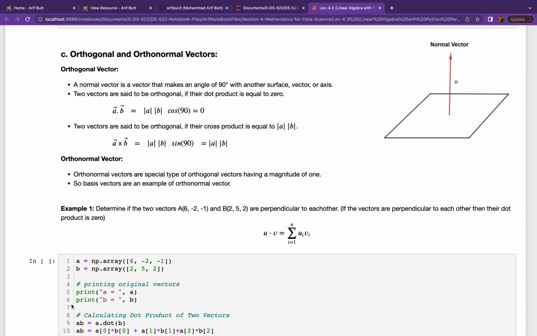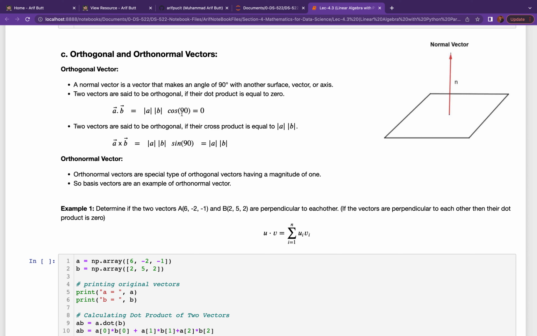Fine, let me move ahead and talk about orthogonal and orthonormal vectors. Two vectors having an angle of 90 degrees between them are orthogonal to each other. Similarly, a vector that is perpendicular to a surface, as shown over here, is called orthogonal. There are two ways to determine if two vectors are orthogonal or perpendicular to each other. The first one is that their dot product will be 0, and another is that their cross product is equal to the product of the magnitudes of the two vectors, because sine of 90 is 1 in this case and cos of 90 is 0.